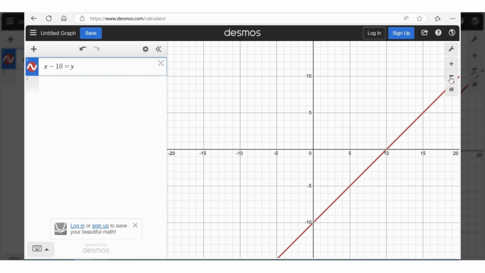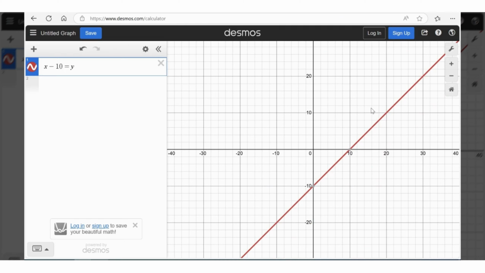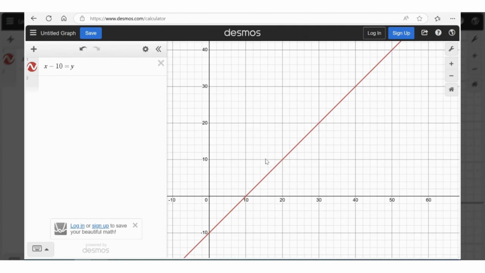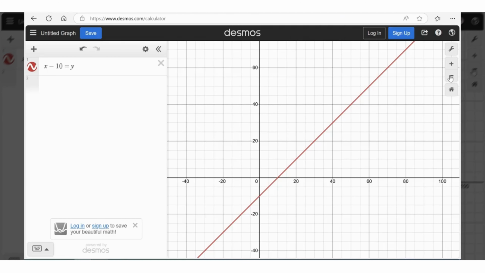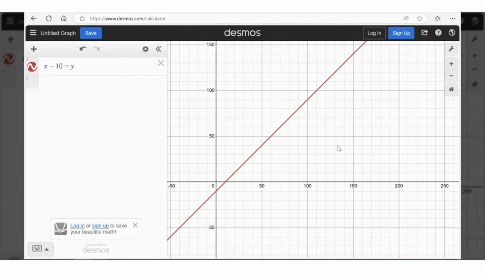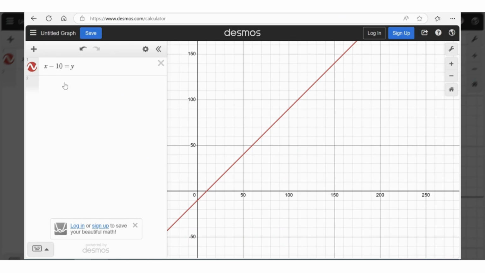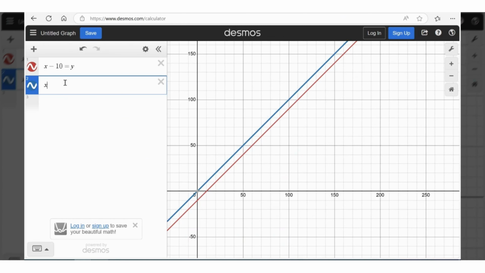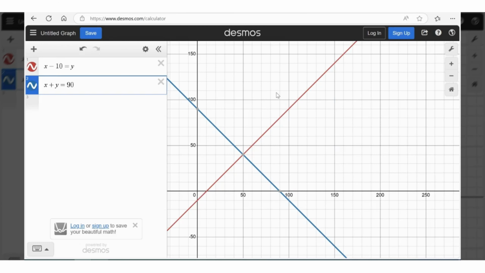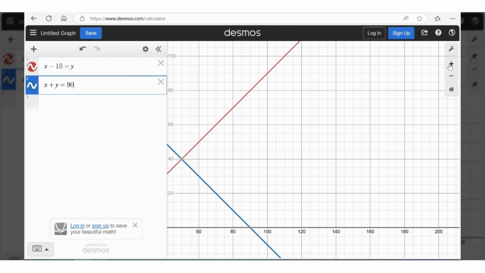And that was our intercept at negative 10 that I didn't want to do. That's why I did our table of values. So we should be looking something like this. Let's zoom out. I think I did it to about 90. And then our other one, I think, is x plus y equals, was it 90? Yeah, there we go. And then we can see, do we have the same point of intersection?